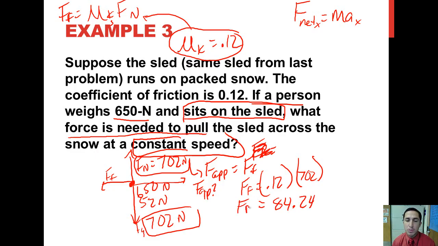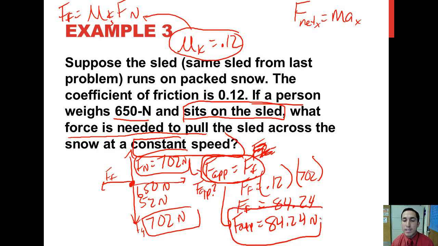Oh, but this answer was for friction force. If only we knew what the force applied was. Oh, well, it does say constant speed, and when it says constant speed, that means that your force applied will be equal to your friction force. So we can just go ahead and do this to it. Force applied is equal to 84.24 newtons. Why could we just make this little switch at the end? Because it said constant speed. That's the big deal when it comes to friction. Look for that. That will make your life easier.